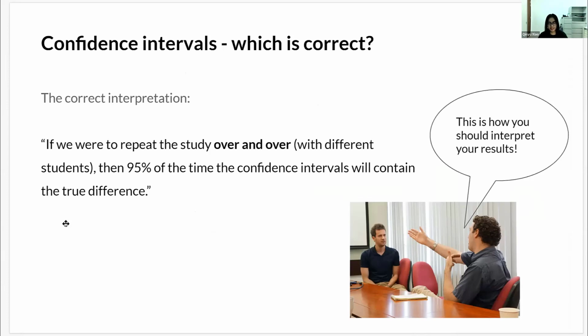The correct interpretation is that if we were to repeat the study over and over with different students, then 95% of the time, the confidence intervals that we get from these repeated studies will contain the true difference. So this is how you should interpret your results. Basically, this interpretation says nothing about the true mean difference.